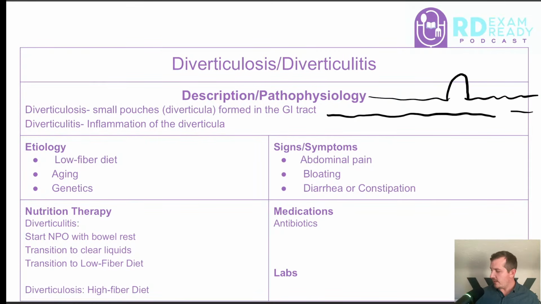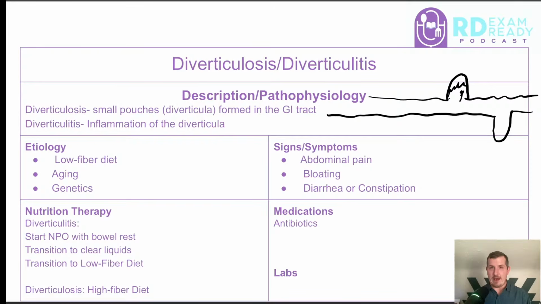Now, the reason this occurs is usually due to pressure, people straining a lot when they're trying to go to the bathroom. A lot of the time that straining or contraction of the muscles can cause some folding a little bit here and can cause these diverticula to form. Basically, if you have a normal functioning GI tract, you're probably not going to be developing these most of the time.